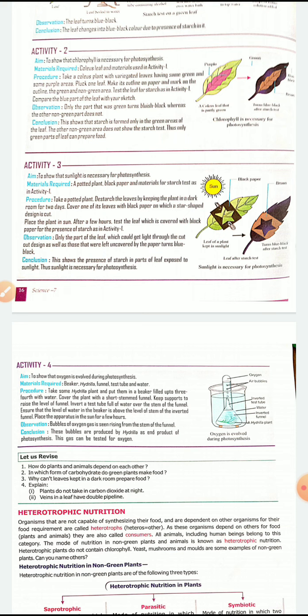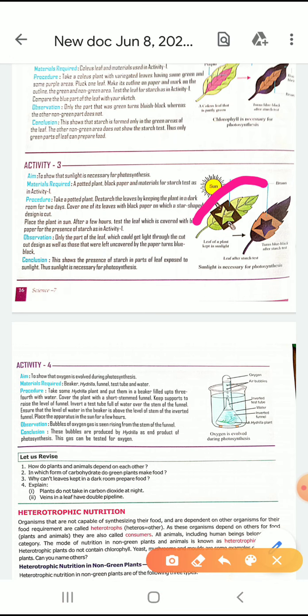So all the food that was earlier prepared by the leaf will be used up by the plant and the leaf will be de-starched. De-starched means all starch in the plant will finish. Okay. Now you see in the diagram, this is how you are going to put a black paper on the leaf. So put a black paper with a star shape on it on the leaf.